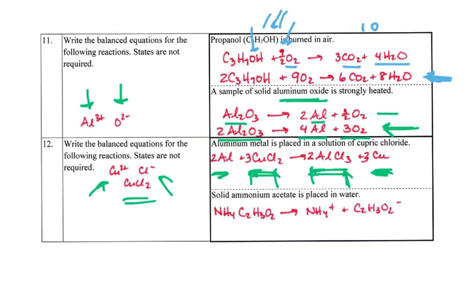Last one, solid ammonium acetate is placed in water. Well, ammonium acetate is going to be a very soluble compound. Ammonium compounds are soluble, acetate compounds are soluble, so ammonium acetate is very soluble. So it's just going to break up into ions. I'm going to get ammonium ions, and I'm going to get acetate ions. And since ammonium is 1+, acetate is 1-, it's just 1 to 1, 1 to 1. And that's the whole part 2 of the test.